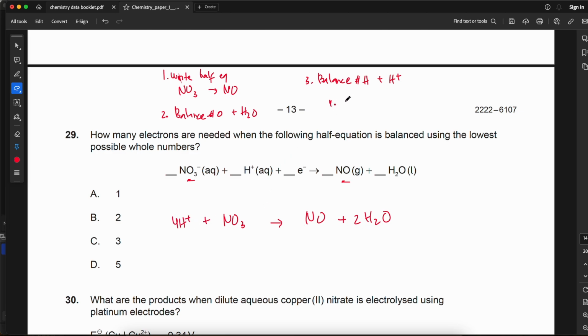And the fourth step, balance the charge by adding electrons as negative charge. Here is plus 4 and NO3 minus, so -1. So we have plus 3 right here, but here there is no charge, 0, so we need to make it 0 as well, because the right side is 0. By adding electrons, which are negative, here plus 3, so the electron will be -3, so 3 electrons.